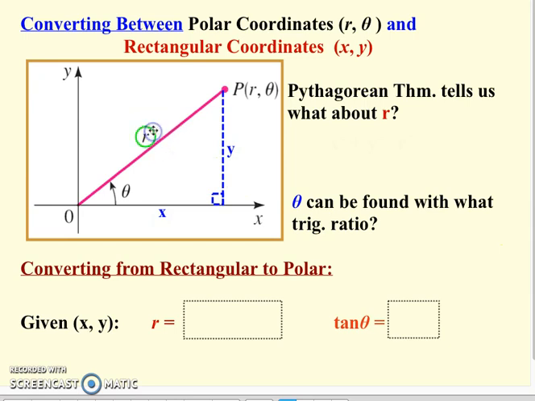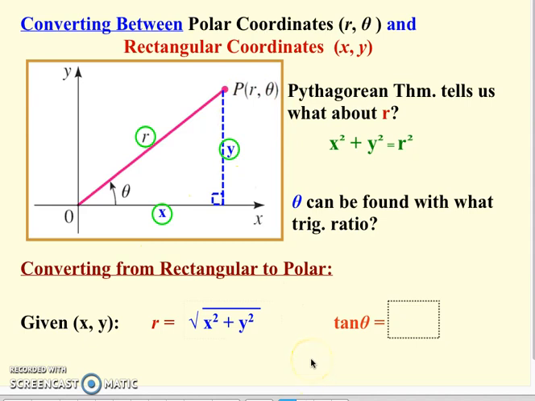This is not a new diagram for us. We've had this diagram plenty of times before. You're just talking about the Pythagorean theorem. So x squared plus y squared equals r squared. If I'm given x and y in a rectangular coordinate and I want to figure out what the radius is, I'm just going to do Pythagorean theorem.